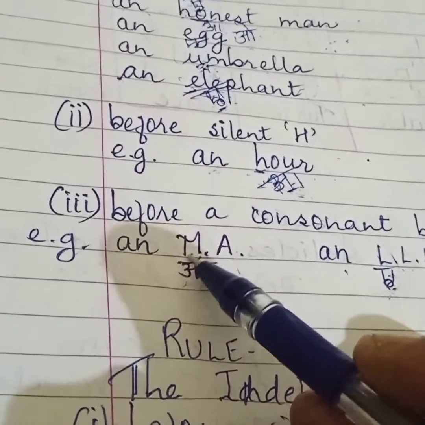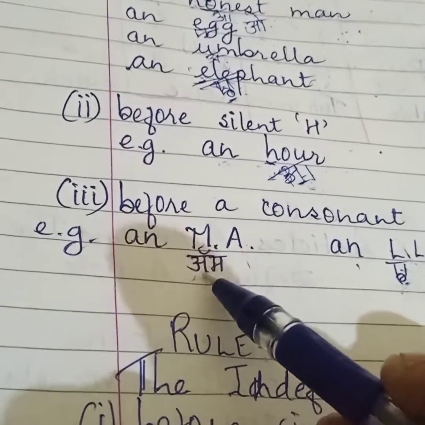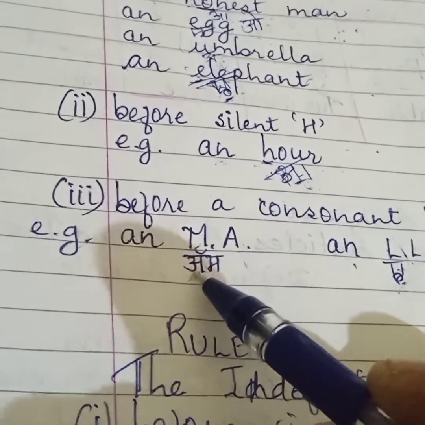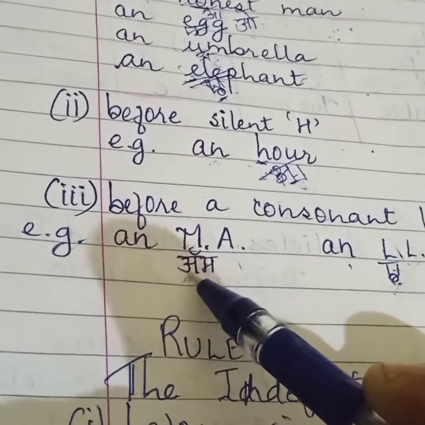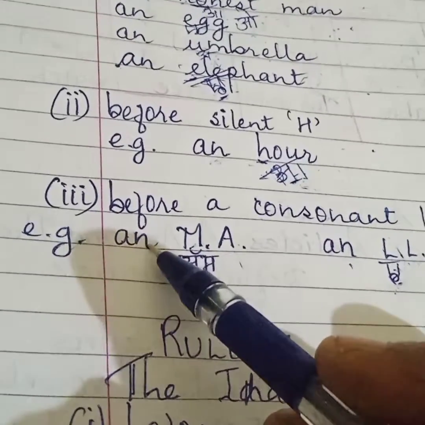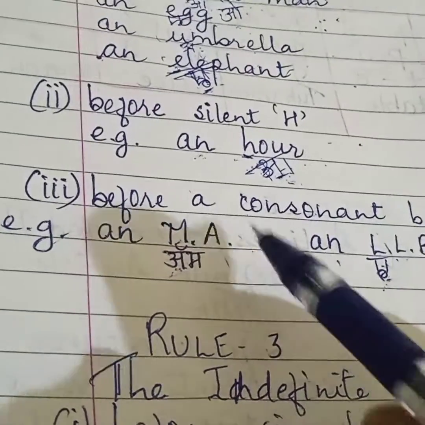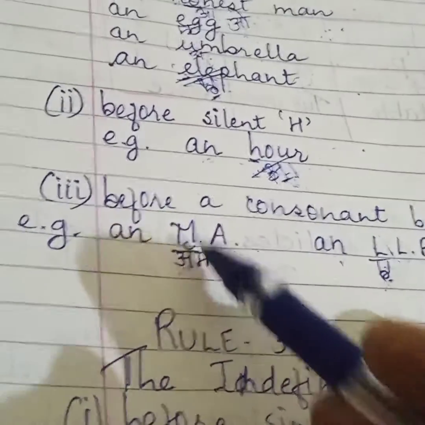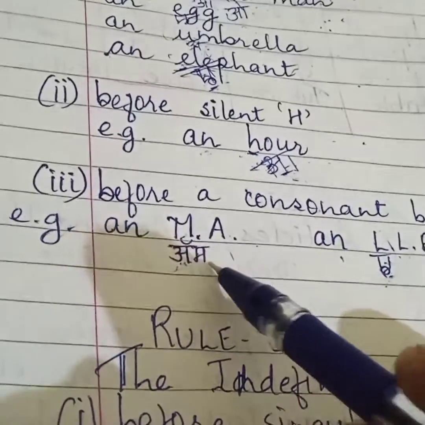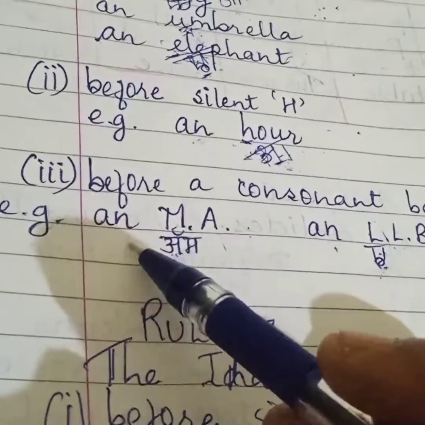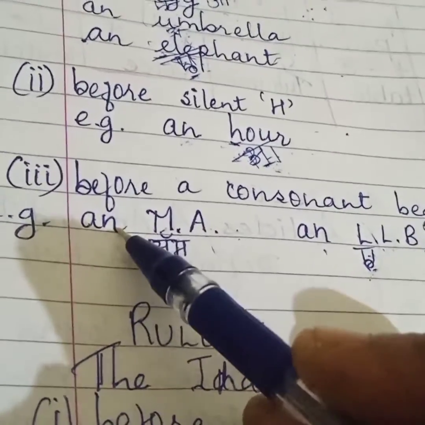M is a consonant letter, but when we are pronouncing it, we are pronouncing it as "em", an A sound. A is a vowel sound, so article "an" is to be used, not "a". We don't say "a M A", but "an MA". So an article "an" is to be used here.